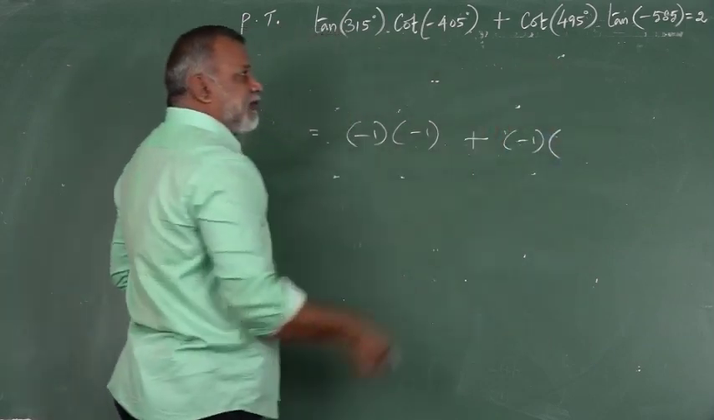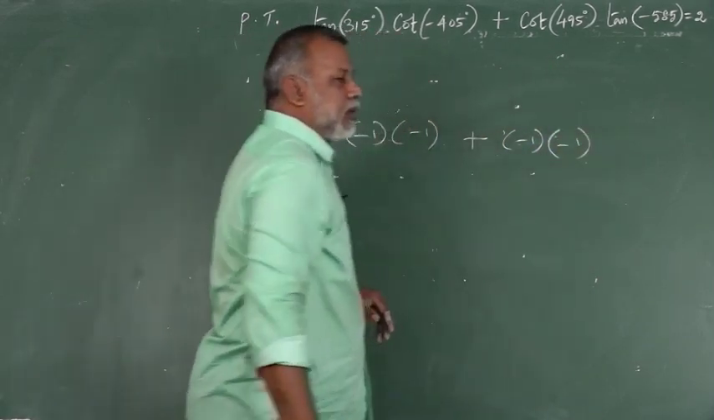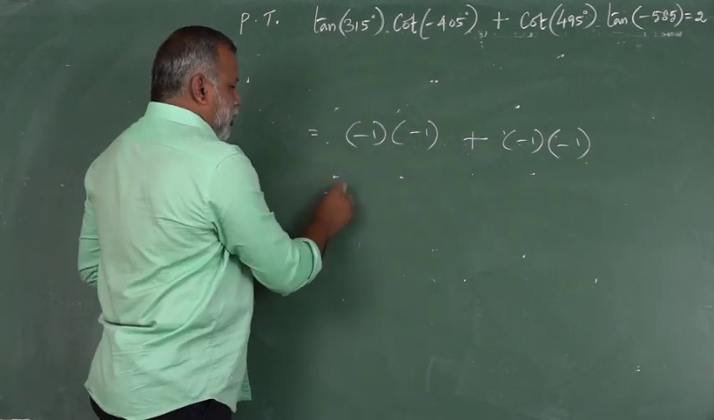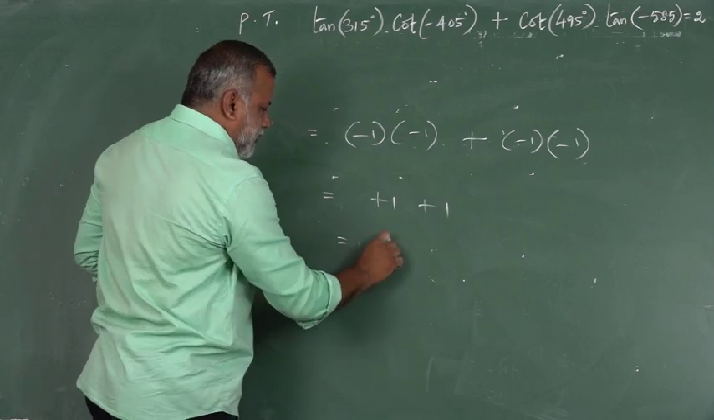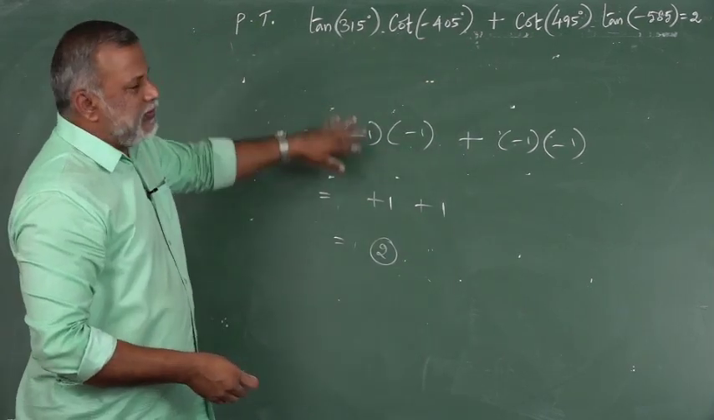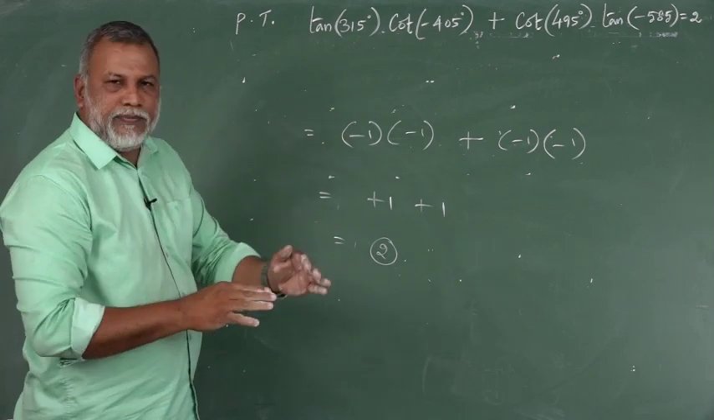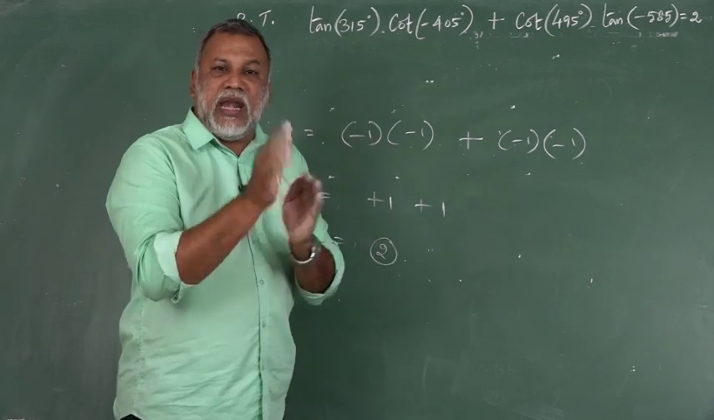Here tan of minus 585, this value is also minus 1. Now simplifying, this produces positive 1. Here also positive 1. Therefore we can get 2, 2 is the required proof. Therefore for any given angles, don't bother. Just split where it lies.